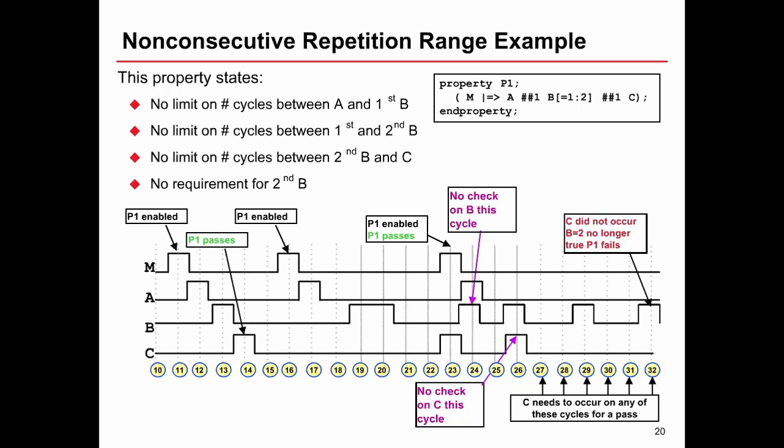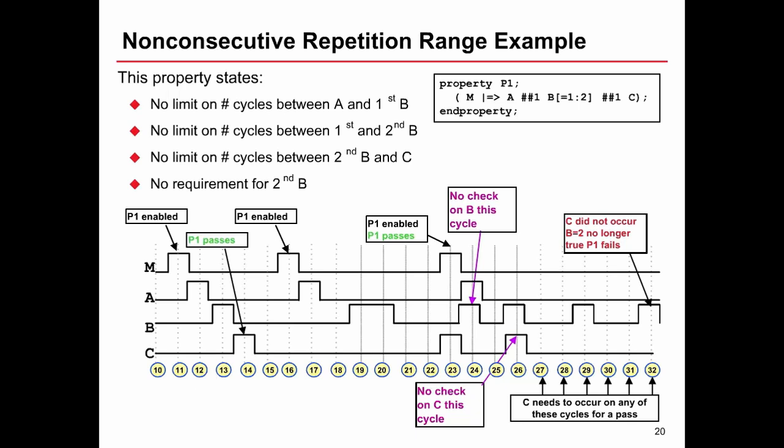There is no requirement for a second B either, so 1 B followed sometime later by C would also satisfy this property. So as you can see, and as we've been trying to explain throughout this lecture, the syntax is deceptively simple because there are an infinite number of behaviours allowed for that property to pass, and indeed for it to fail.